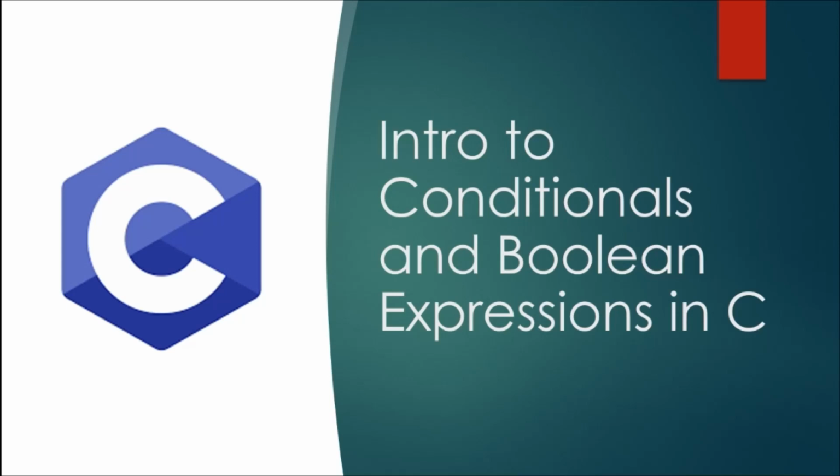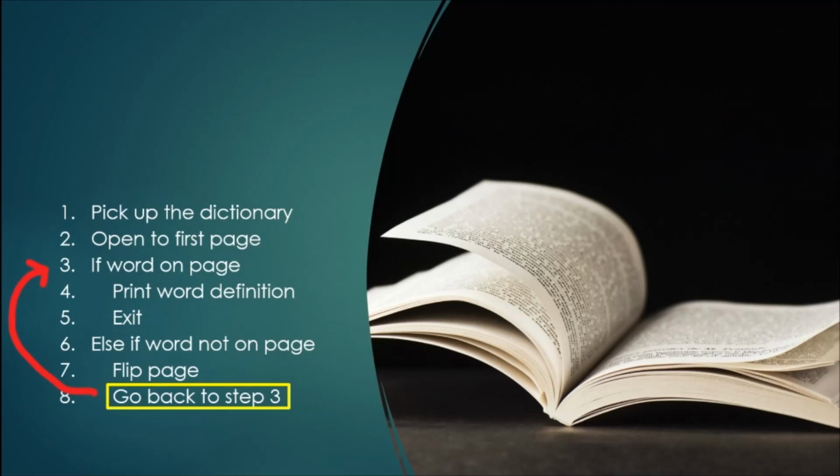In the next video, we're going to be looking at another fundamental building block of programming, the loop. And loops are going to allow us to perform some operation over and over again. If you think back to our dictionary example, you might be able to see how we were using a loop to keep asking the question, is the word on the page? And if not, we flip the page, and we ask again, is the word on the page? And we kept asking this question over and over again until we either found the word we were looking for or we ran out of pages. And if that's the case, we could determine that the word we're looking for is not in the dictionary.